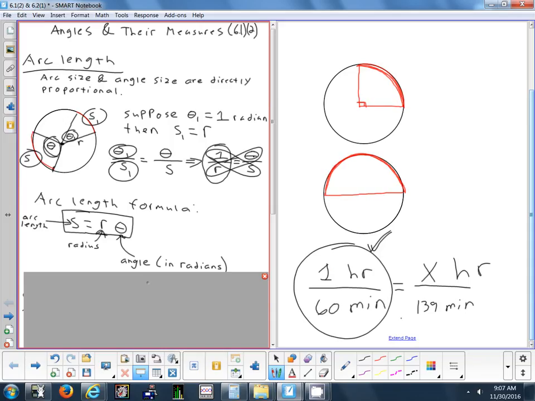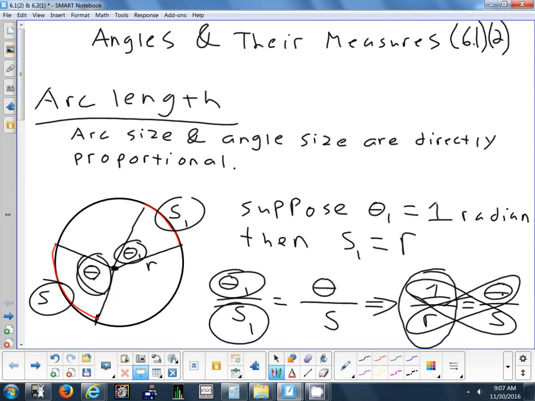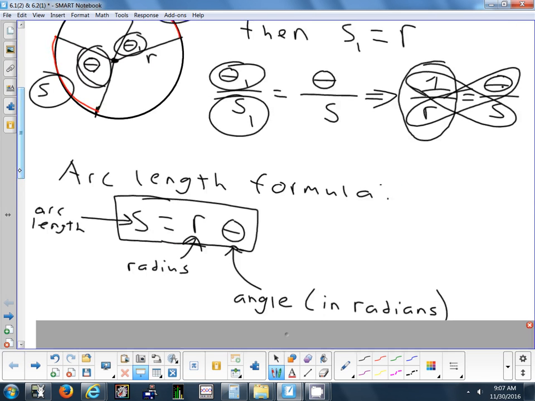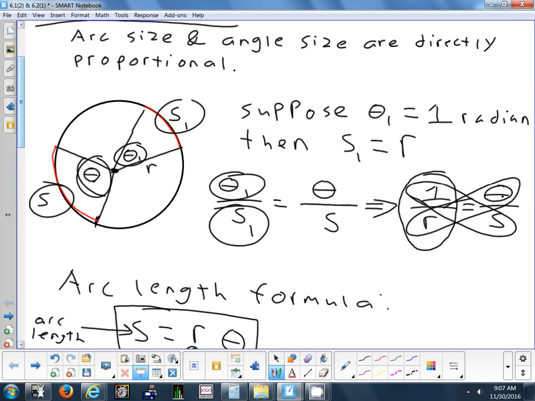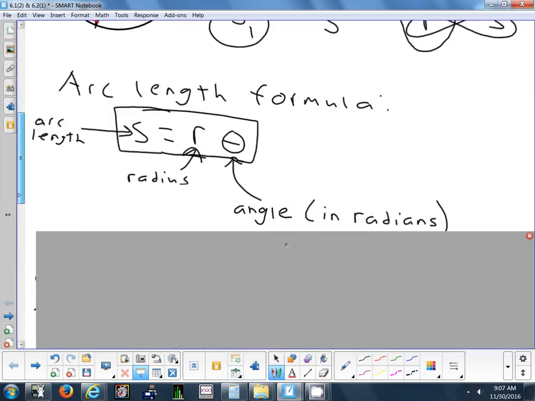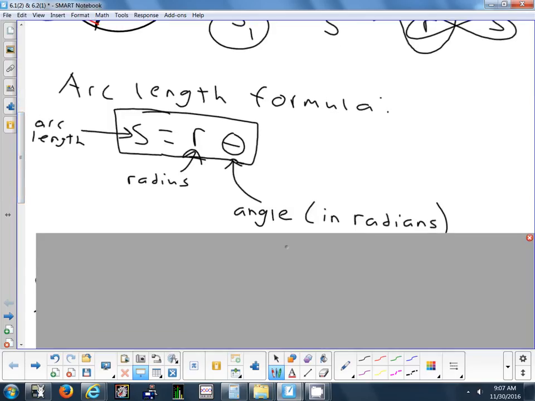The only thing you have to be careful with the formula is that your angle is in radians. Because way back at the beginning, I assumed we were working in radians. If I didn't assume that, the formula would be a little messier. But as long as you're working in radians, it's a very nice formula. S equals r theta. So S is your arc length, r is your radius, and your angle is in radians.